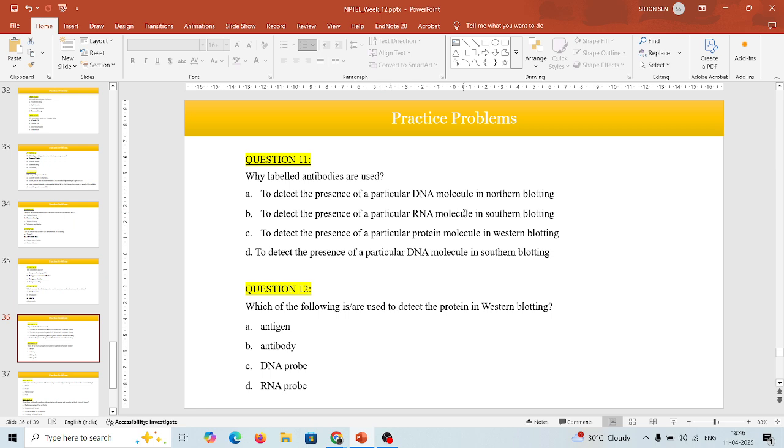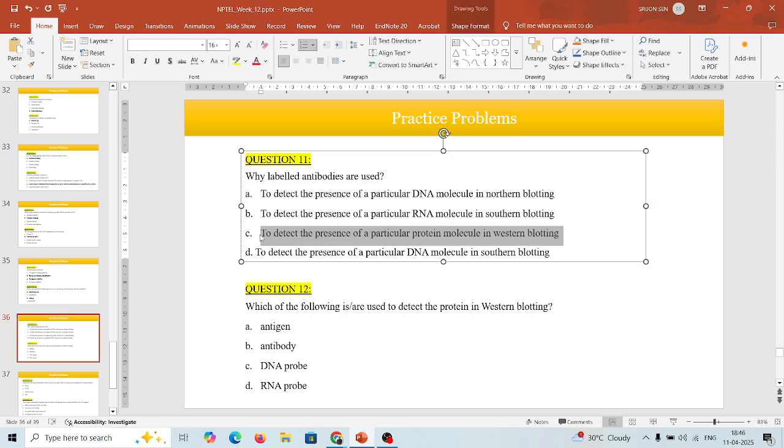So to detect the presence of DNA in northern blotting, that's wrong, because we do northern blotting for RNA and southern blotting for DNA. So A and B are wrong. Presence of protein molecules in western blotting, this is correct. Or to detect DNA molecules in southern blotting, but that is not correct, because we use probes, not antibodies.